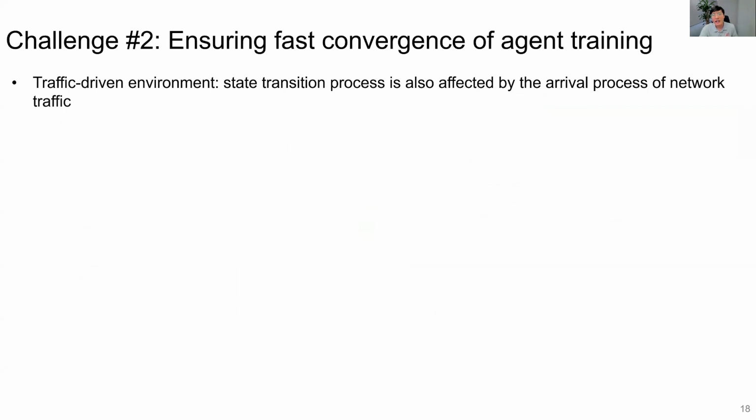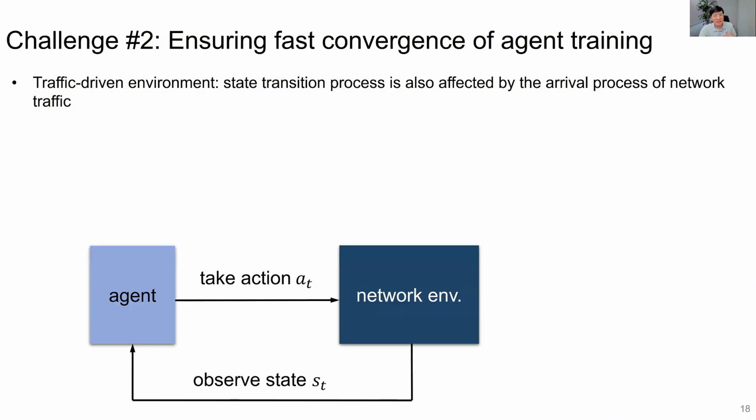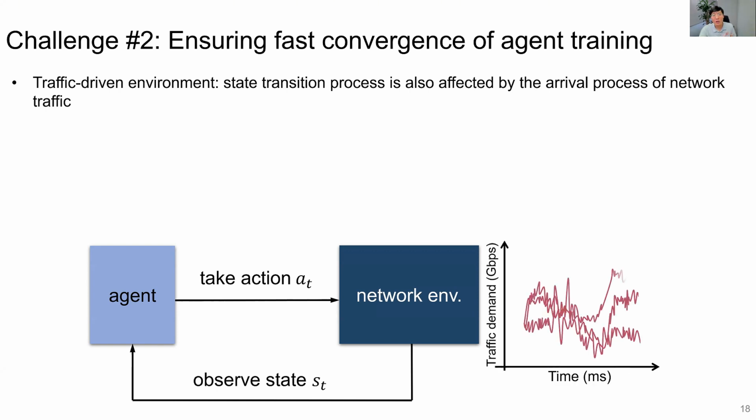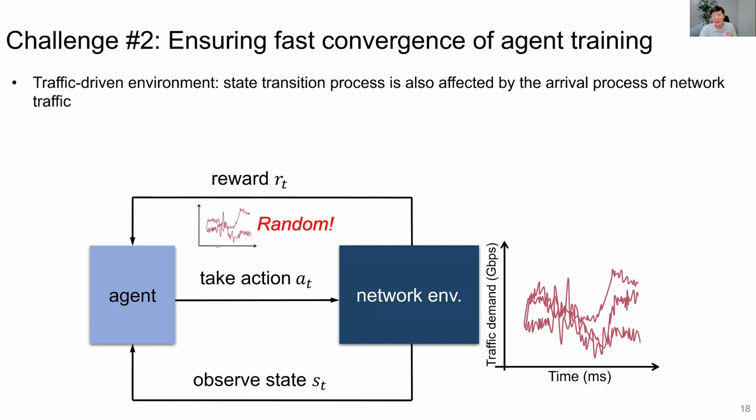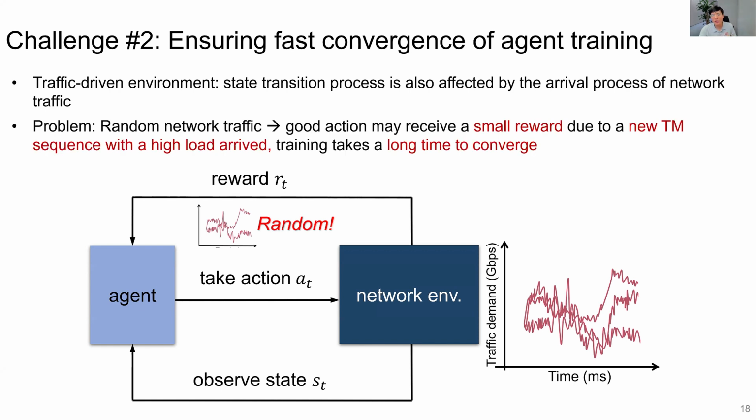Second, in the TE scenario, traffic is continuously injected into the network, which is called a traffic-driven environment. That means the state transition process is driven not only by the agent's action, but also by the arrival of network traffic. Since the traffic arrives randomly, the reward is also random. It means a good action may receive a very small reward because a new TM sequence with a high load arrived. So training takes a long time to converge.